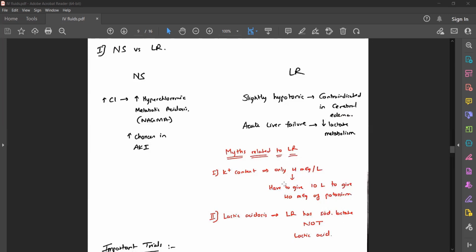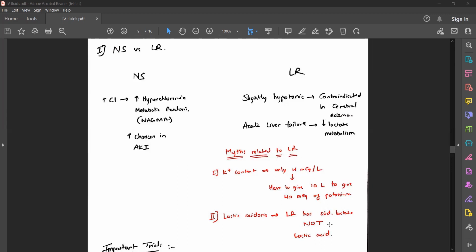Another thing, one of the misconceptions when you join your residency when you're new in the hospital is about lactic acidosis. Now remember that lactated Ringer's doesn't have lactic acid; it has sodium lactate. These are two different things, and so it will not worsen somebody's lactic acidosis if you give them lactated Ringer's.